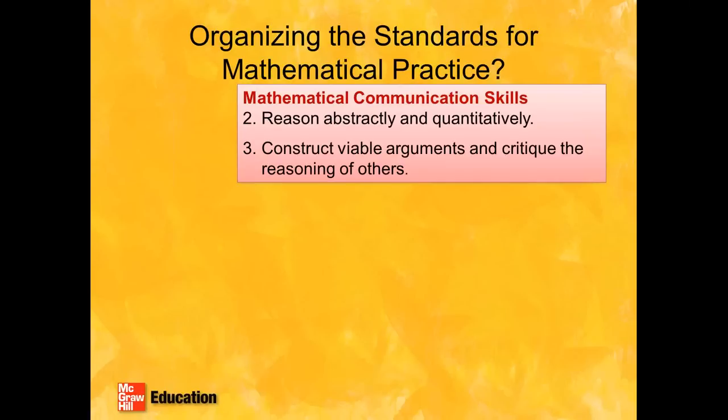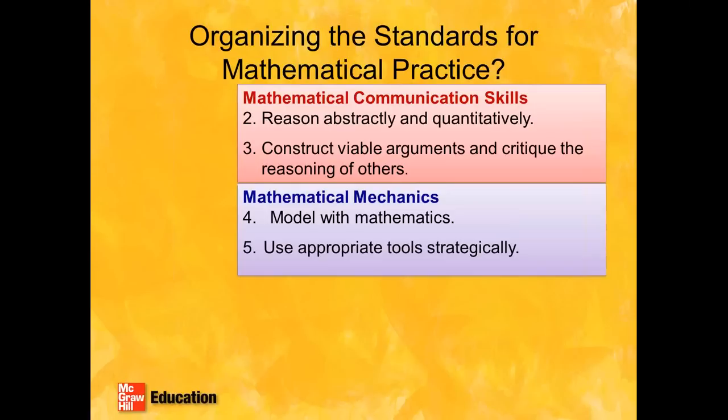First are standards 2 and 3, reason abstractly and quantitatively, and construct viable arguments and critique the reasoning of others. These are the skills that students must have in order to think and communicate mathematically and to be able to evaluate the reasoning of others. We've identified that series as the communication skills.